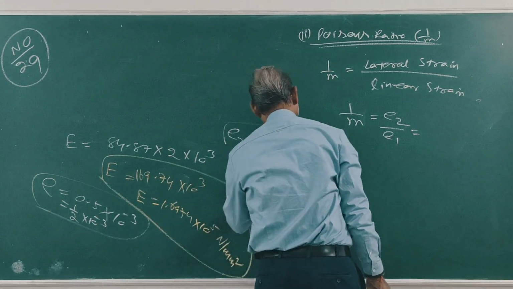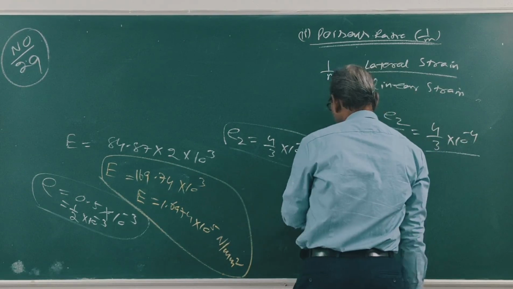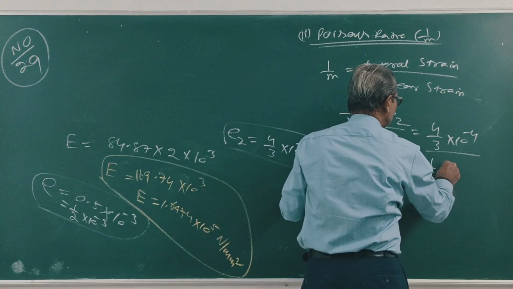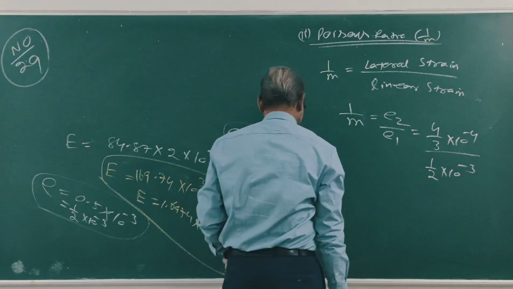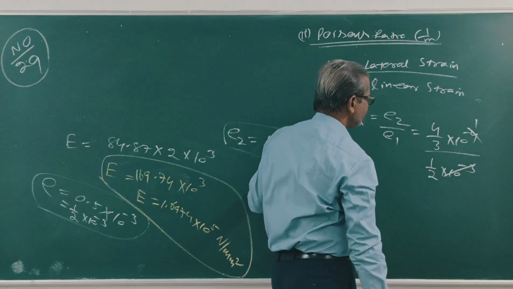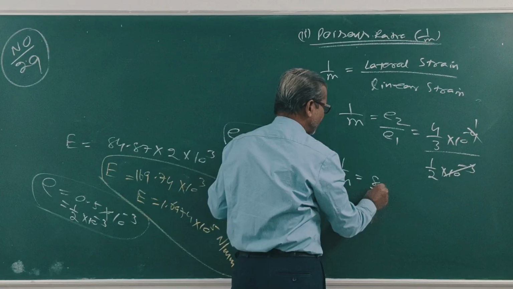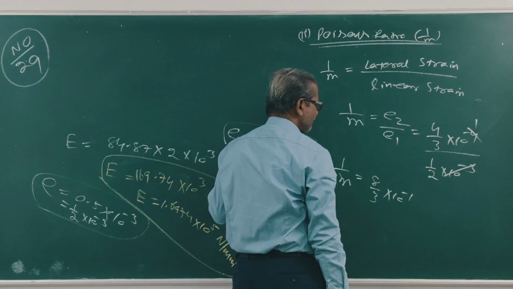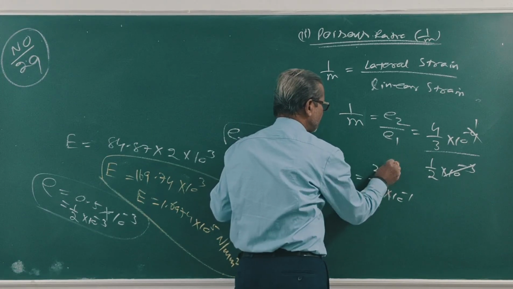This E2 is 4 by 3 into 10 to the minus 4, divided by E1. This E1 is half into 10 to the power minus 3. Clear? So 10 to the minus 3, 10 to the minus 3 cancel. So 8 by 3. 1 by m is equal to 8 by 3 into 10 to the minus 1. Clear? So 2.666 into 10 to the power minus 1.